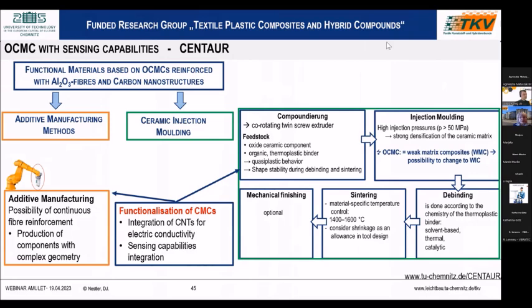feedstocks. And the compounding process can be used to add some additives that can functionalize our products and also leads to a change to a denser matrix. You remember I have told you about the WMC model and the IC model. In OCMCs, we often have a weak matrix, but with the injection molding, we come to a higher density of the matrix. And in this European project, OCMC is functionalized with CNTs to create electrical conductivity for a sensor function with the professorship of Professor Kanun.